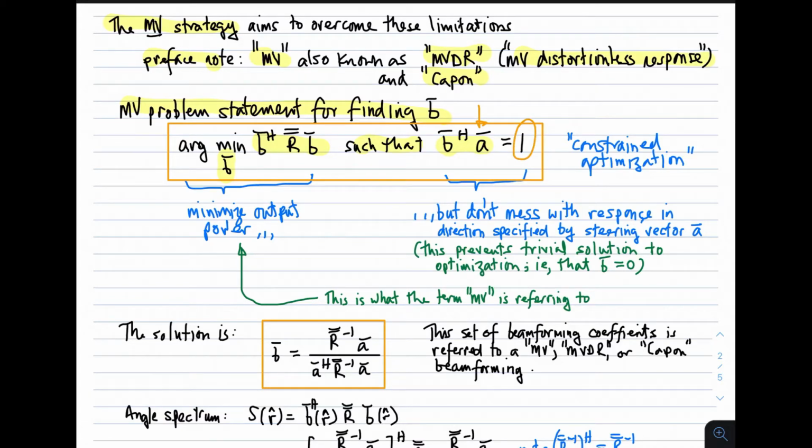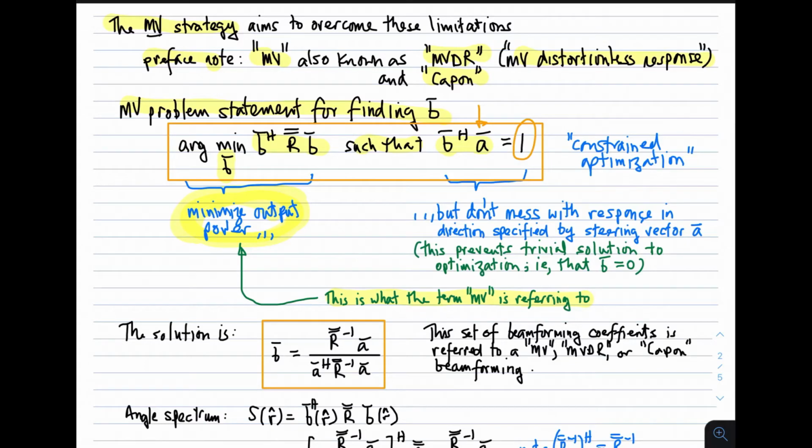So let's examine those two pieces. The first part here, we are trying to minimize output power. Now note that Bartlett processing was almost the same thing, except saying max output power. The min here was a max in the Bartlett processing problem statement. So we're trying to minimize power. In fact, that's what the term MV is referring to. Variance is power. So we're trying to minimize output power.